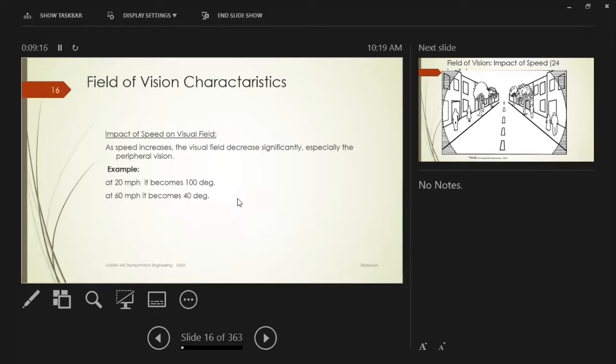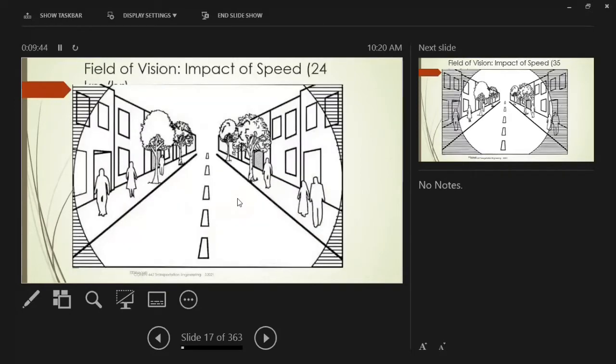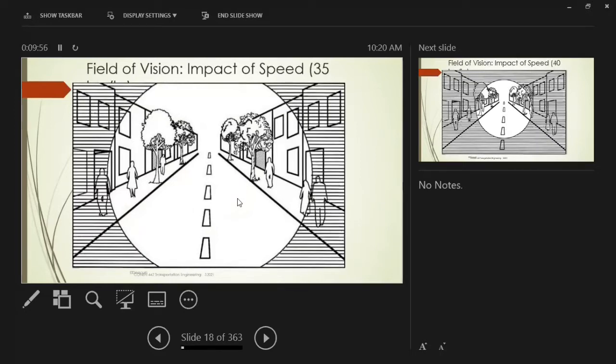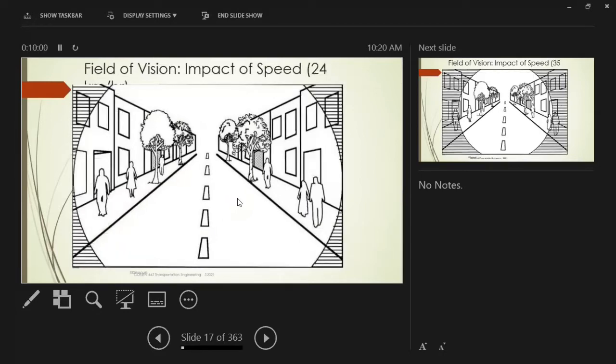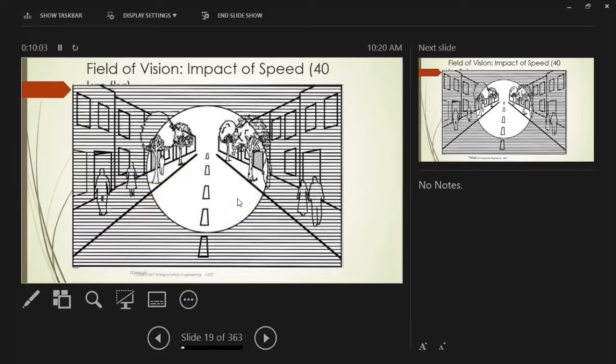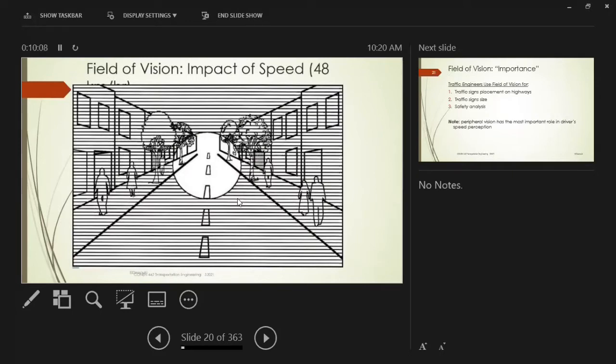The first characteristic of the visual field is that it is sensitive to the speed of the person or the vehicle. That means if we are driving at 20 miles per hour, the field of vision narrows down to 100 degrees. At 60 miles per hour, it becomes 40 degrees. This is an example, and the speed here is 24 kilometers per hour. When the speed goes up to 35 kilometers per hour, you see it starts narrowing. So 24 kilometers per hour, 35, 40, 48. As you can see, the higher the speed, the narrower the clear vision will be.